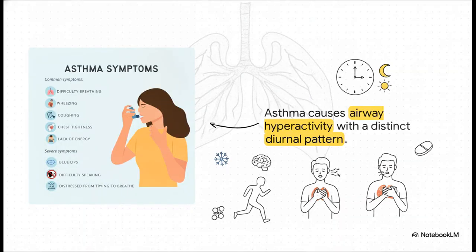So unlike the permanent alveolar destruction we see in COPD, asthma is a whole different ballgame. It's characterized by airway hyperactivity and inflammation that is actually reversible. A huge clinical clue here is the presentation of a very distinct diurnal pattern. That means symptoms like coughing, wheezing, and chest tightness often get way worse in the early morning or late at night. The patient might present with tachypnea, tachycardia, and you'll visibly see them using accessory muscles to breathe.